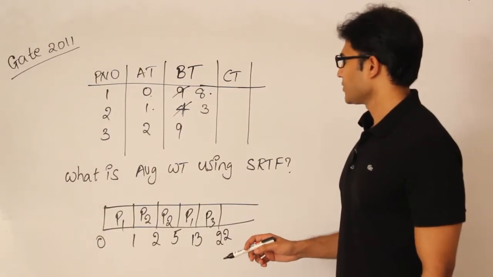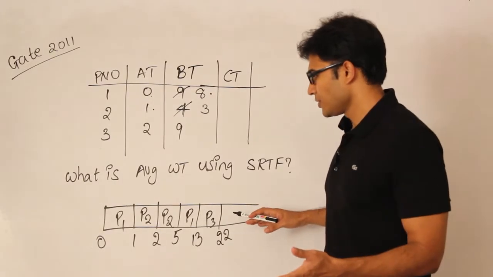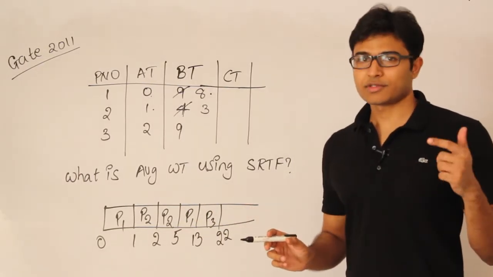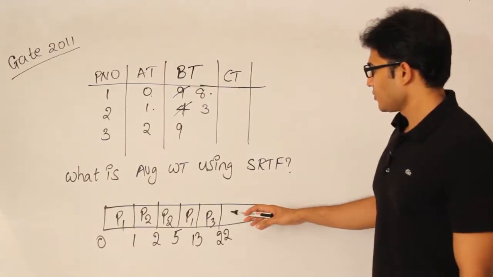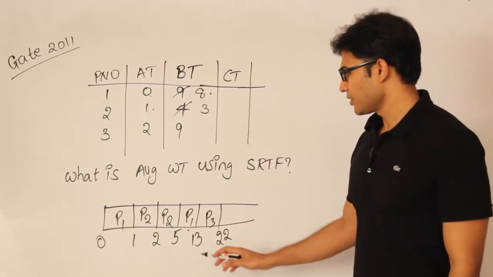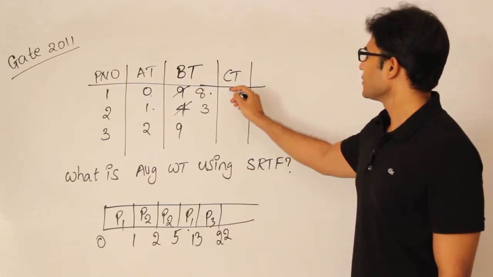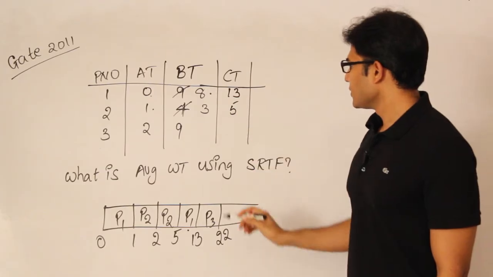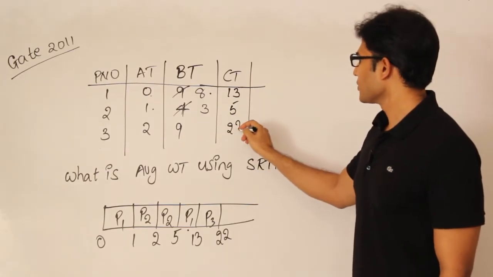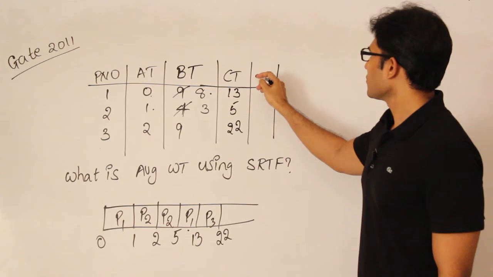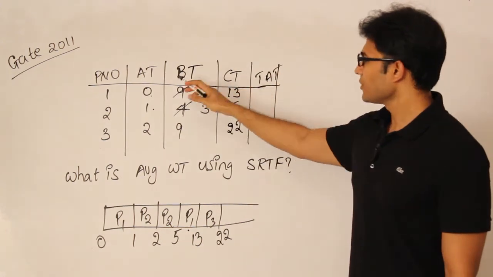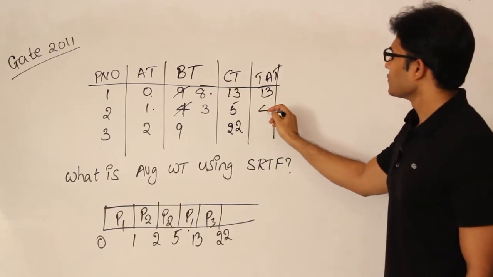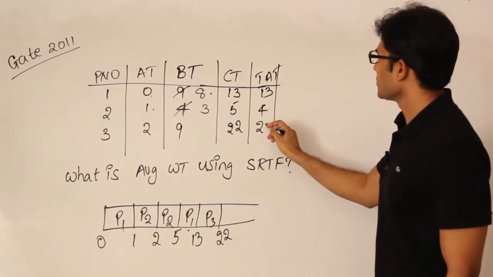Now what is the completion time? For P1, I told you that you always find the completion times from the right end. The last time wherever a process has occurred, that is the completion time. For P1, this is the last time where P1 has occurred, right? So P1 shows a completion time of 13, P2 shows a completion time of 5, and P3 shows a completion time of 22, right? Therefore, what is turnaround time? I told you that turnaround time is completion time minus arrival time. So how much is it? Here it is 13, here it is 4, and here it is 20, right?